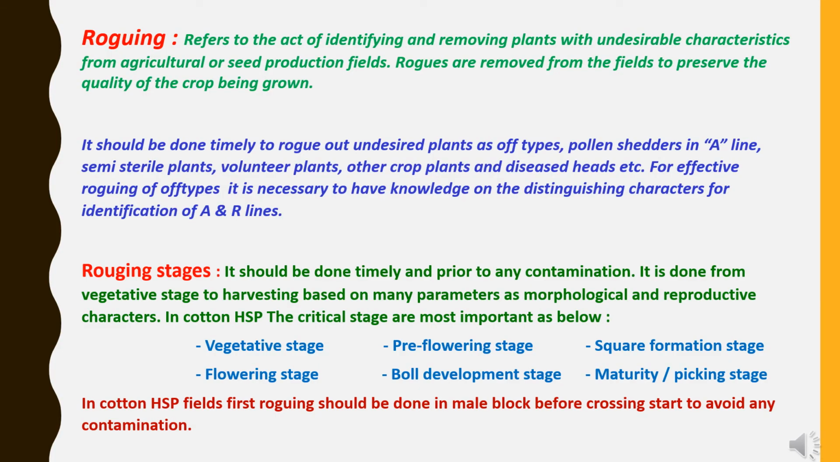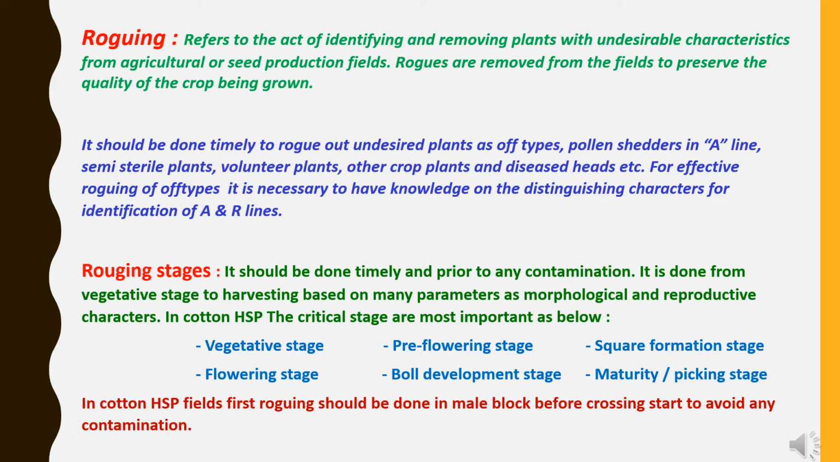Rogueing is one of the important processes in seed production. Rogueing refers to the act of identifying and removing plants with undesirable characteristics from agriculture or seed production fields. Rogues are removed from the fields to preserve the quality of the crop being grown. Rogueing should be done timely to rogue out undesirable plants such as off types, pollen shedders in A line, semi-sterile plants, volunteer plants, other crop plants, and diseased heads, etc.